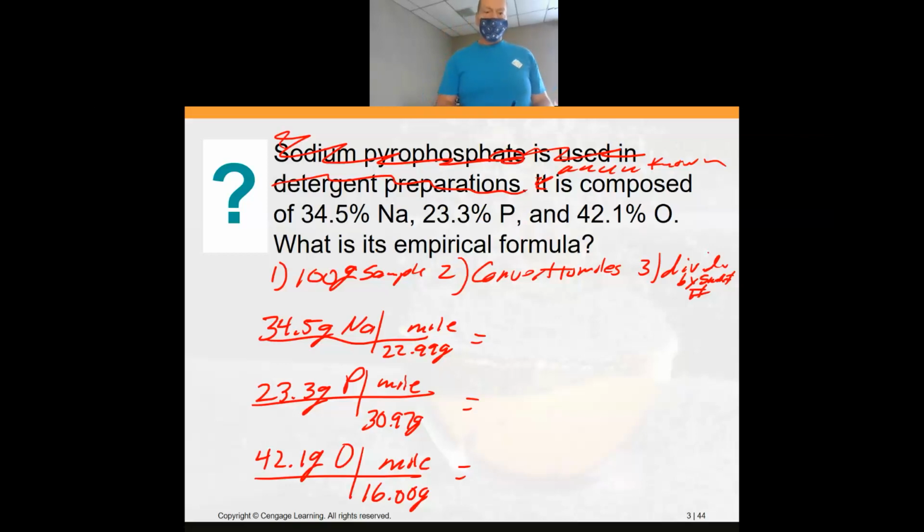All right, so when we push the buttons, 34.5 divided by 22.99, we get 1.50. When we take our 23.3 divided by the 30.97, we get 0.752. And when we take our 42.1 and divide by 16, we get 2.63.